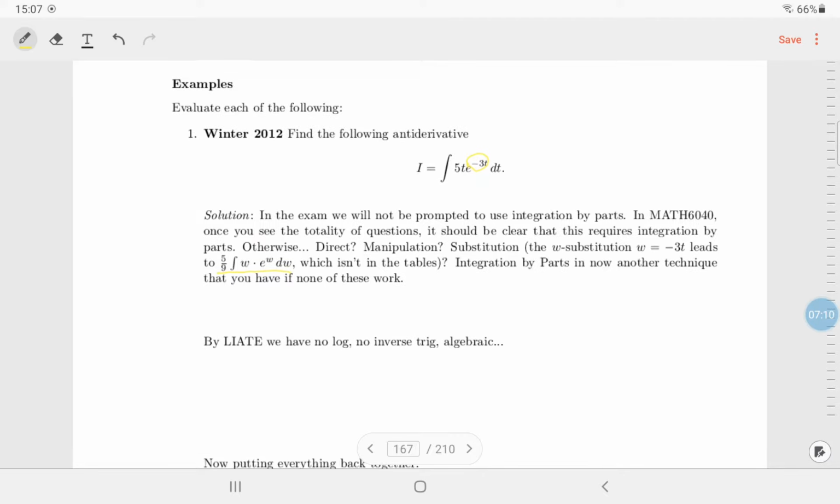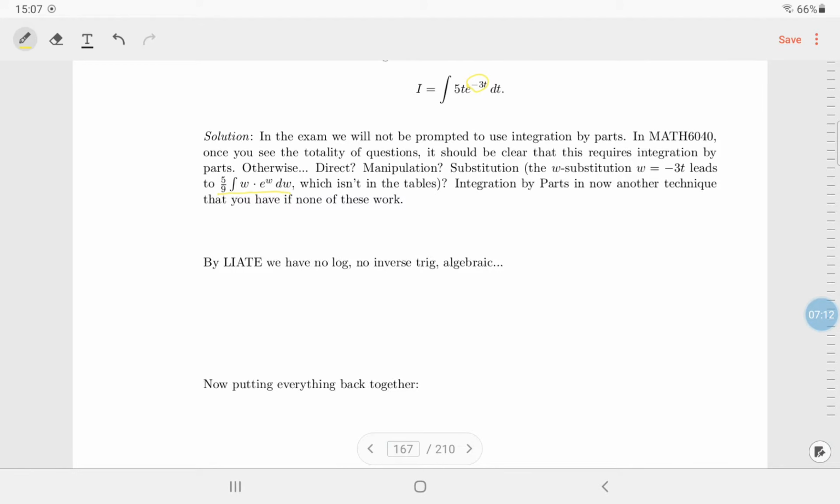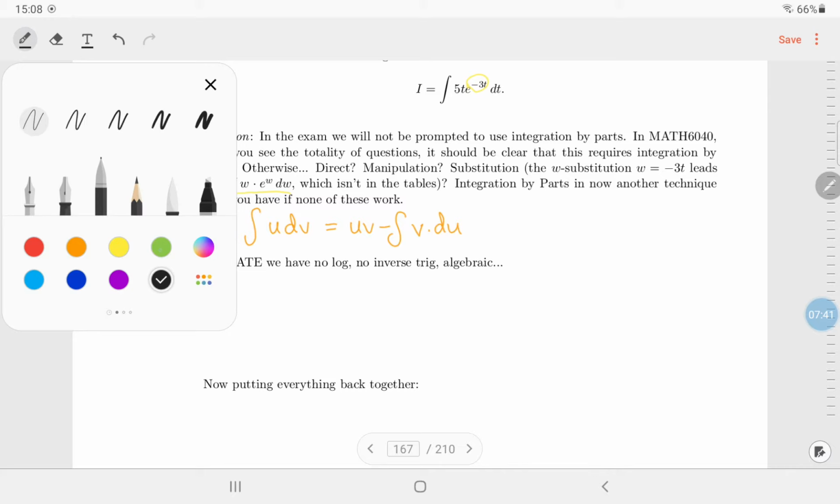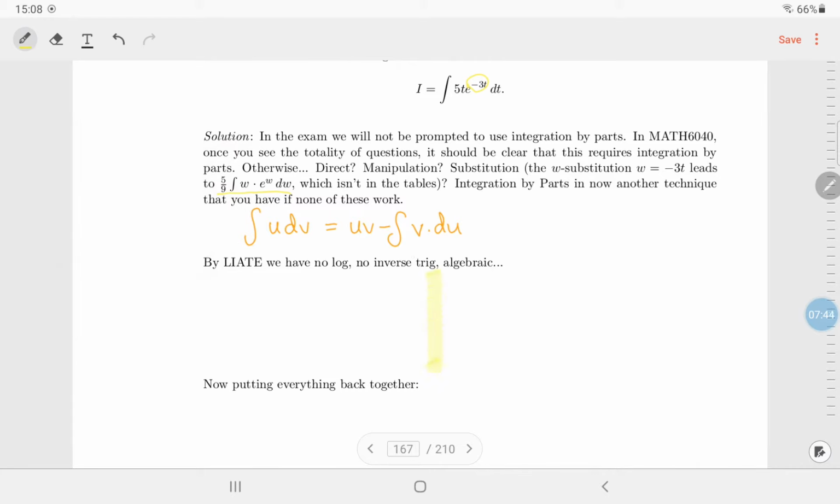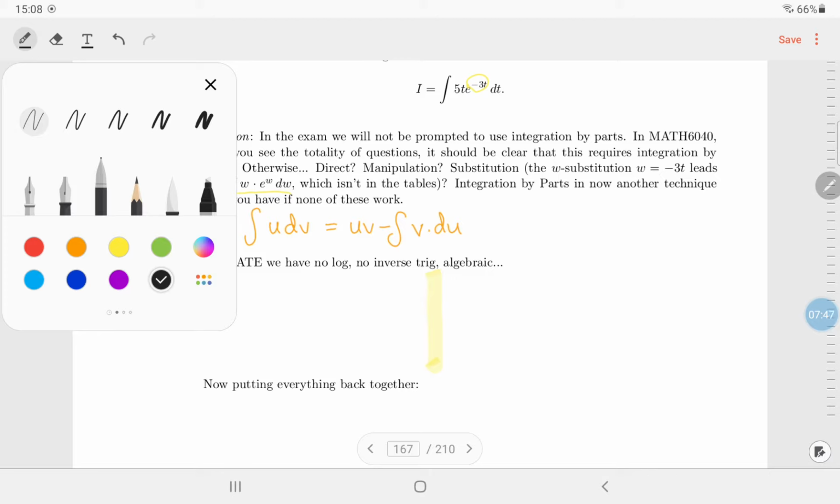Okay, so I think what we're going to do here is write down the formula for integration by parts and see how to use it. So the formula is written: integral of u dv is equal to uv minus integral of v du. Okay, so what we have to do is pick a u and pick a dv. And my suggestion is, yeah, you pick u according to LIATE.